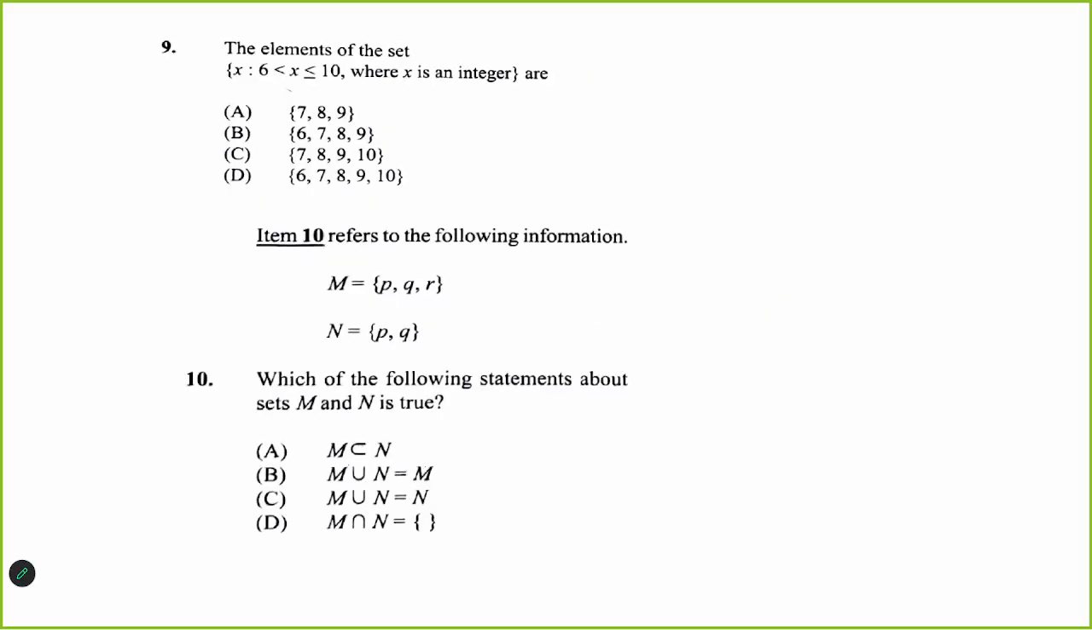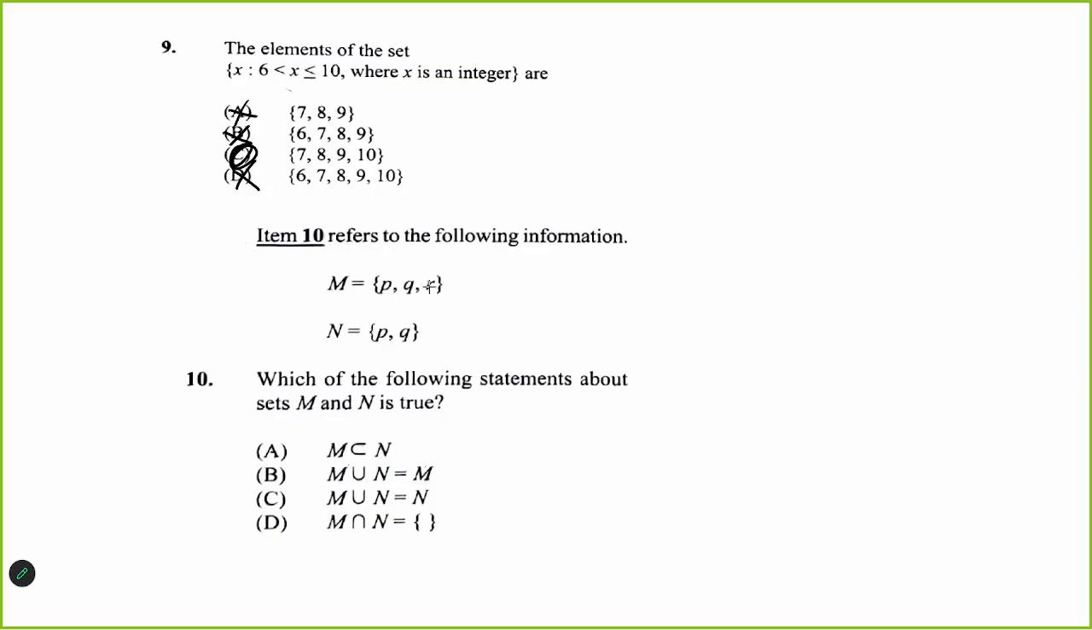Right? Item 9, the elements of a set. X is more than 6, not equal to 6. More than 6, but less than or equal to 10. So it has to have 10, but it's not going to have 6 because they said more than 6. Right? So not this, not this. And not this because we have to include 10, so the only answer is C.